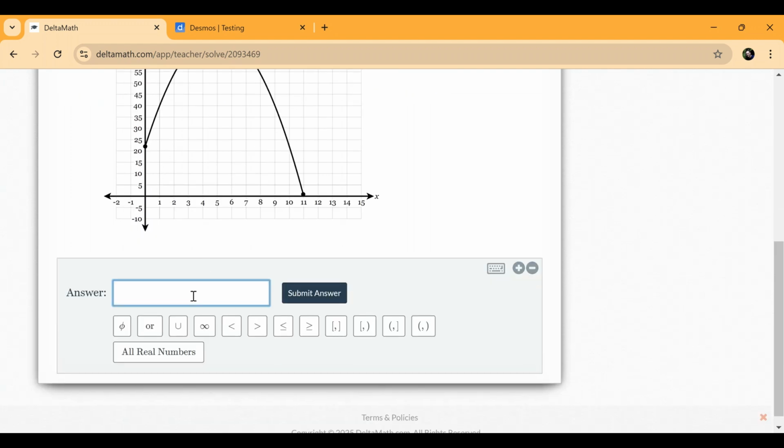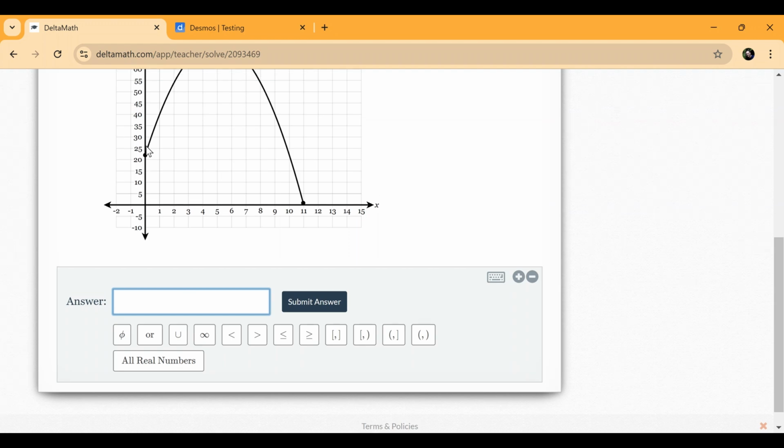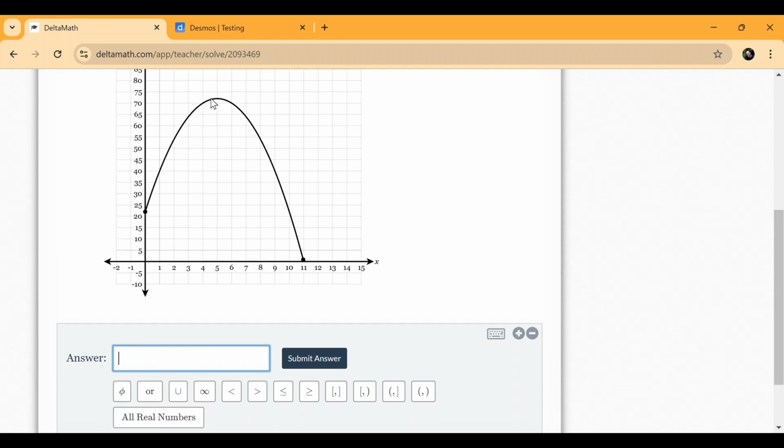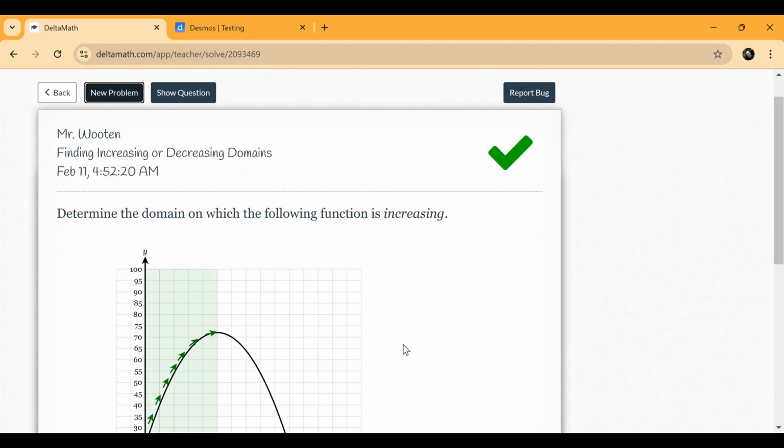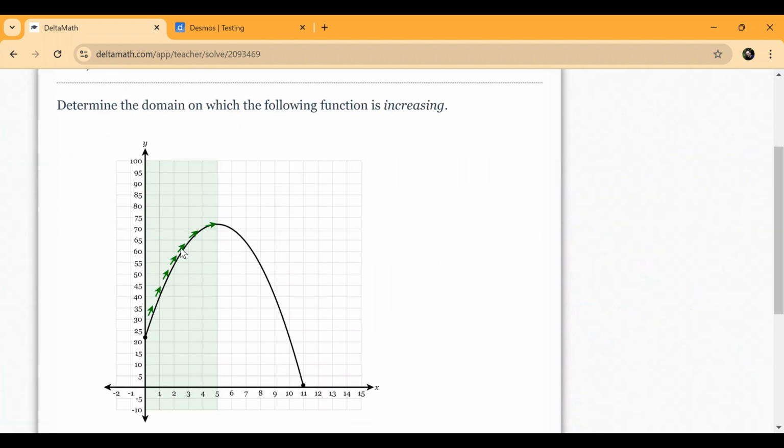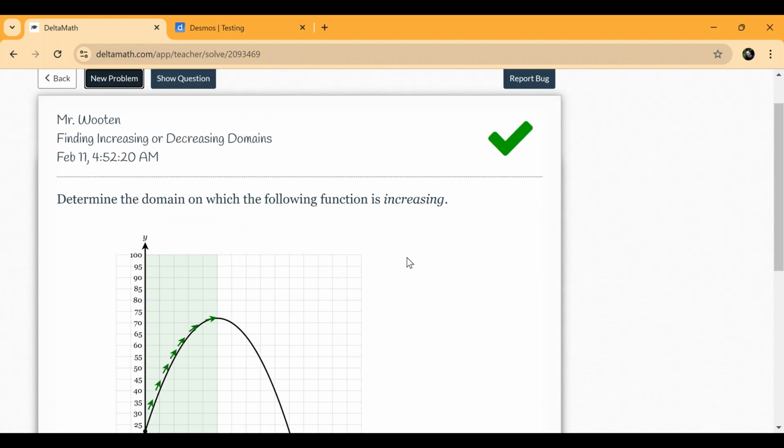And when we're describing increasing or decreasing, if there's any starting points or any points where it switches from increasing to decreasing, we actually don't use equal signs on those. So I'm going to say when 0 is less than x and x is less than 5, so just this little piece right here, from 0 to 5. Notice how they color it in from your answer choice. That gives me the window of the graph where it is increasing.